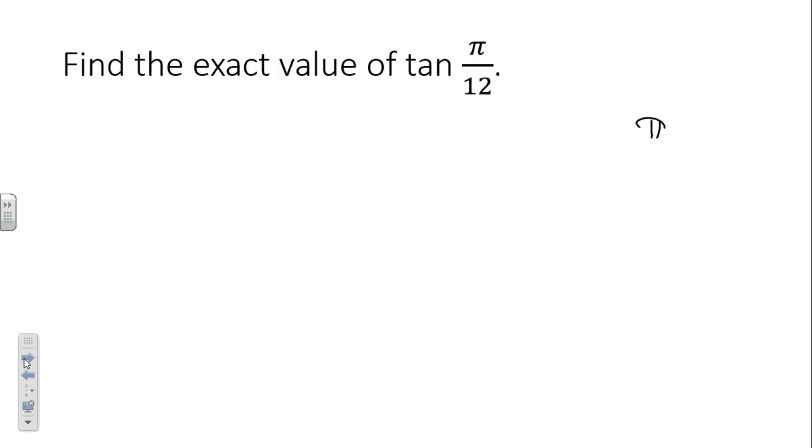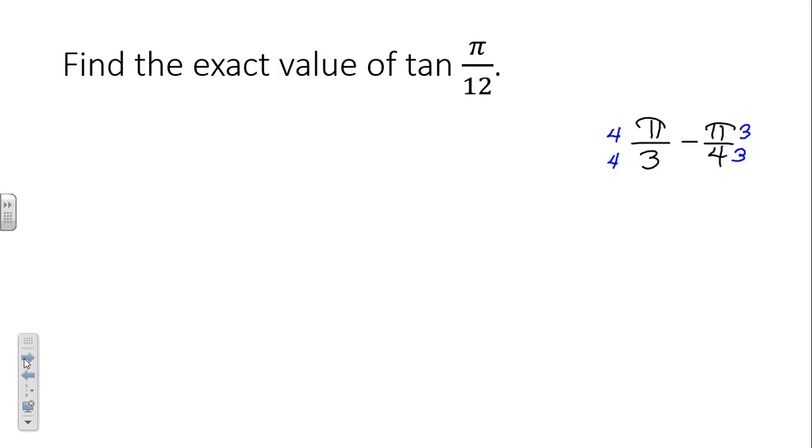Pi over 3 minus pi over 4, let's see what we get. Well, a moment ago we said that pi over 3 and pi over 4 gives us a pi over 12 in some way, right? Okay, so let's see what happens here. If I multiply this by 4 over 4, I get 4 pi over 12, right? And if I multiply this by 3 over 3, I get 3 pi over 12. So 4 pi over 12 minus 3 pi over 12 does get me a pi over 12. Okay?